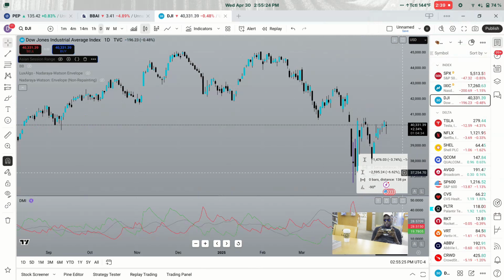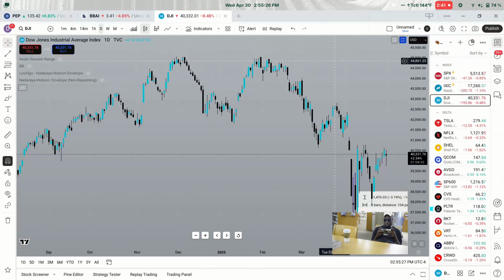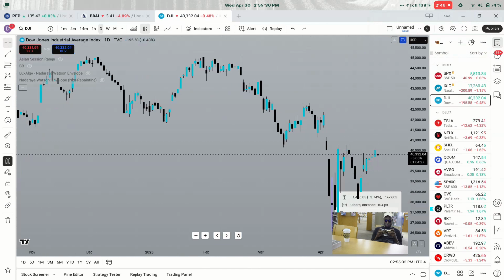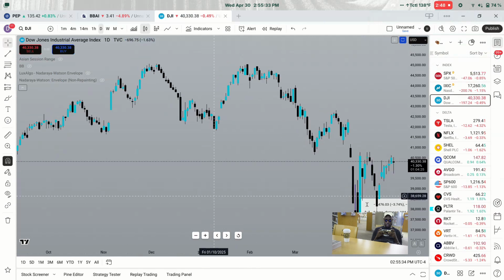Alright, so this is what my chart looks like on a basic scale. Just doing it with the Dow Jones since that represents the 30 largest companies, not in the world, but in the US. So the blue candles is going on the upside, and the black candles is going towards the downside. Usually the blue is green and the black is red.